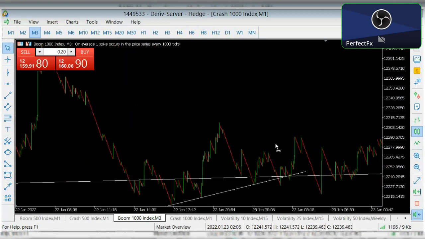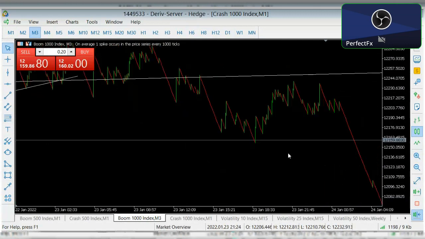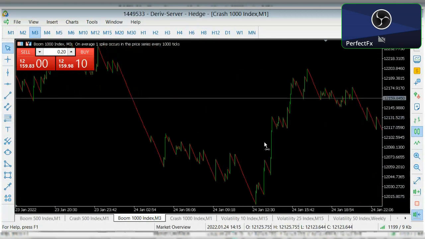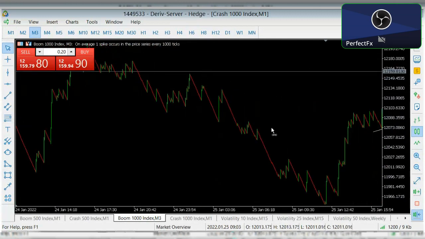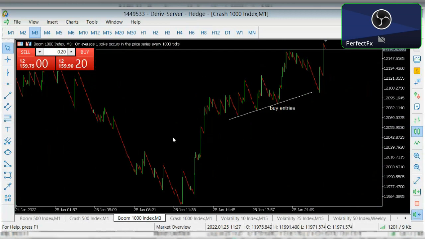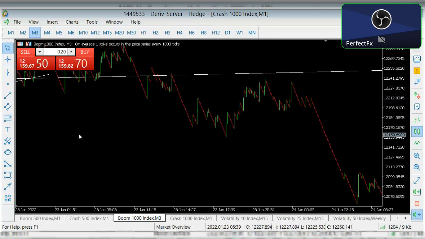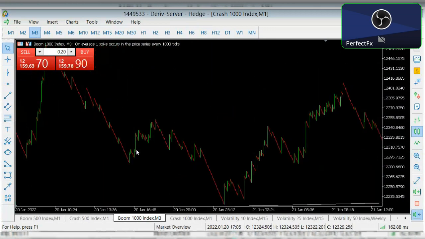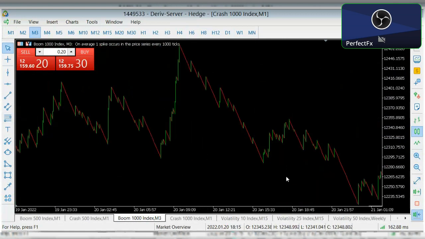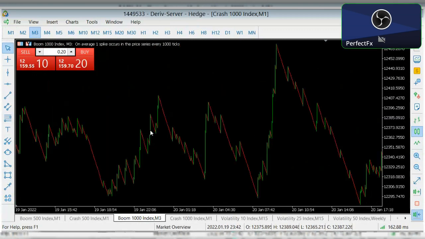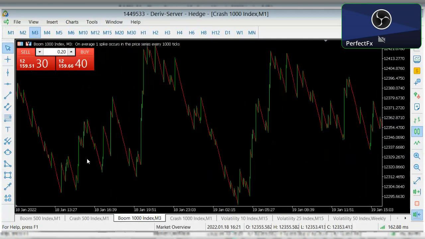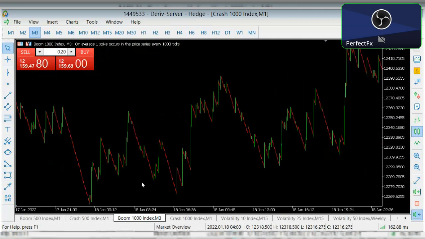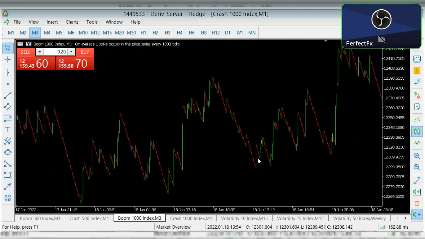So quickly, I will be looking out for points where the market sold, so that I can show you guys how effective this strategy is. Let's quickly go back into history to look out for entries. So guys, this strategy actually works. This strategy works wonderfully well.